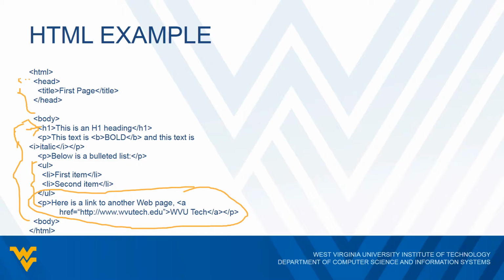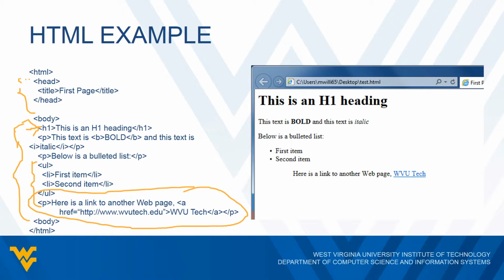So now let's take a look at how this actually appears on a web browser. So we would see our title. It's a little cut off in the picture, but you can kind of see it right here where it's going to say first page. So we see the H1 heading. You see that this text is bold and this text is italic. So we see the bold and italic tags. We see the bulleted list. And then we also see, here's the link to the web page. So we get this link right here. And if we were to click on that, it would actually take us to the WVU Tech website.